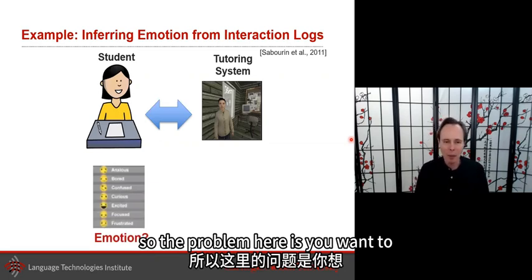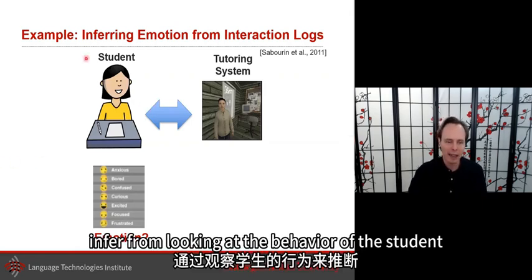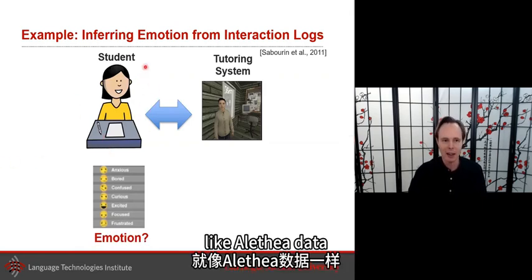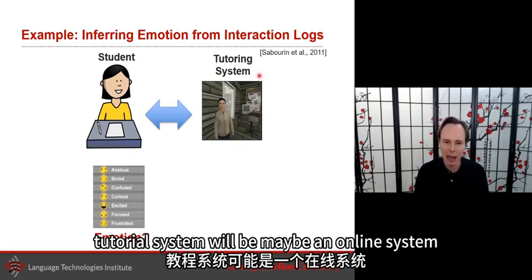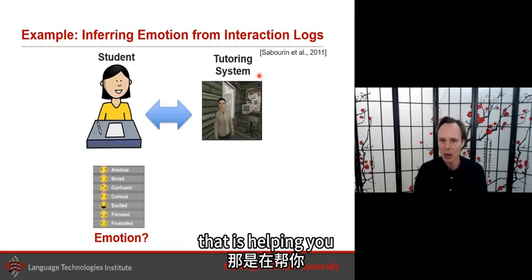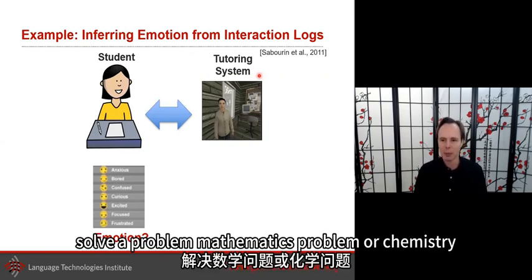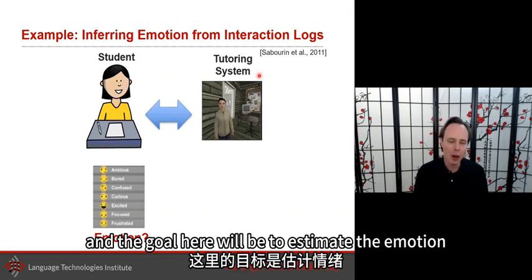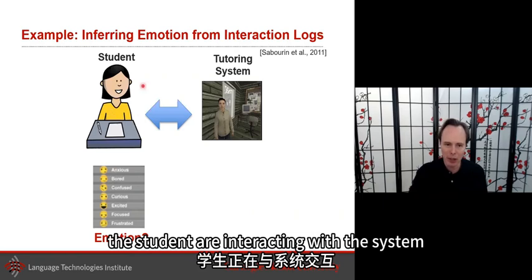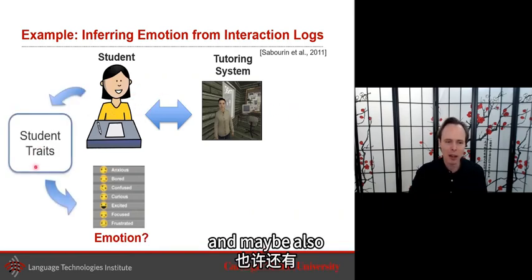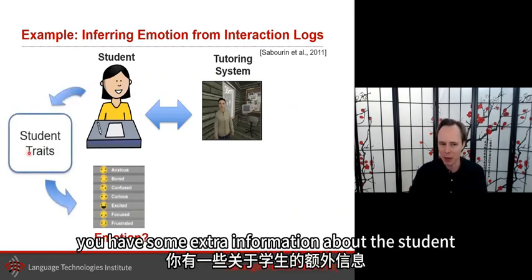So the problem here is you want to infer, from looking at the behavior of the student, all the data. And this student, let's say, is interacting with a tutoring system. The tutoring system will be maybe an online system that is helping you solve a mathematics or chemistry problem. And the goal here will be to estimate the emotion, from looking at how the student is interacting with the system.